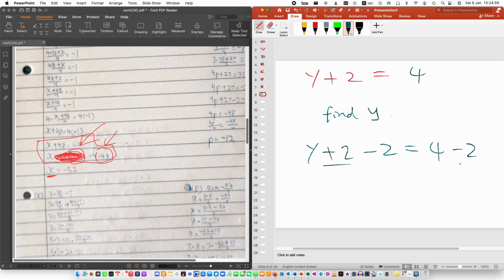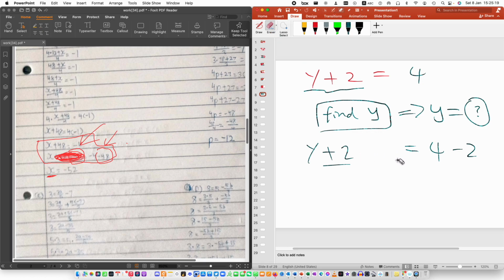So if you have y plus something, because your objective is find y, what's the meaning of find y? Find y means you want to get y equals to something. That's the meaning of find y. If you use your brother method, actually it's a very common method we learn. So can you see that on the left, you want y equals to something?